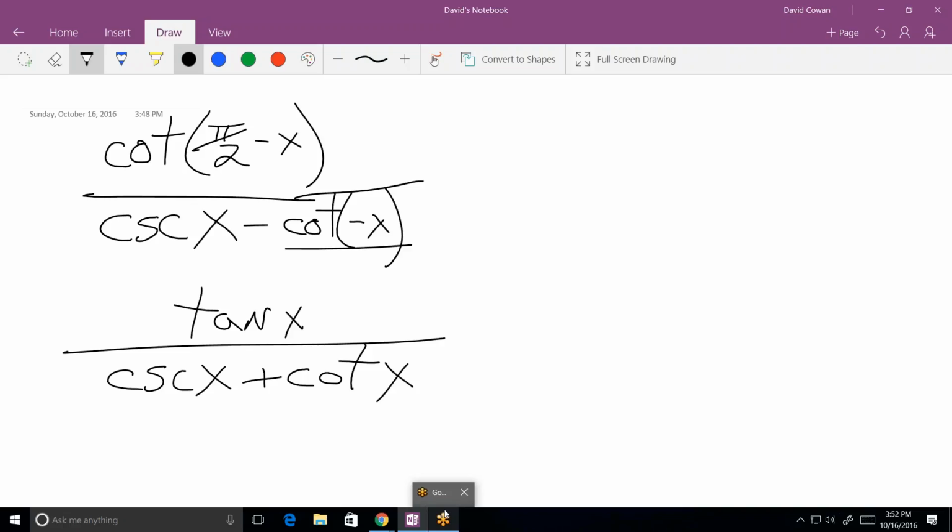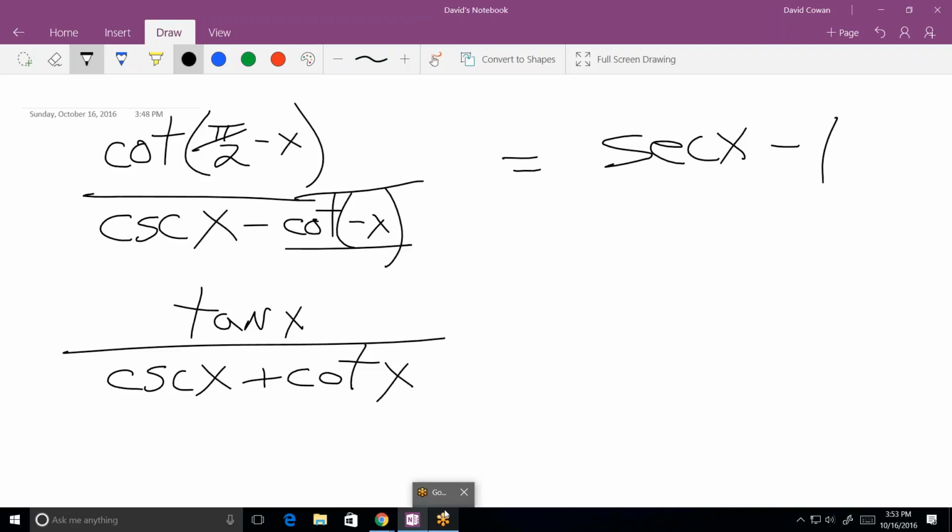I actually have secant of x minus 1. That's okay, we'll get there. Secant x minus 1? Yep, that's fine. Let's go back and manipulate this equation a little bit.